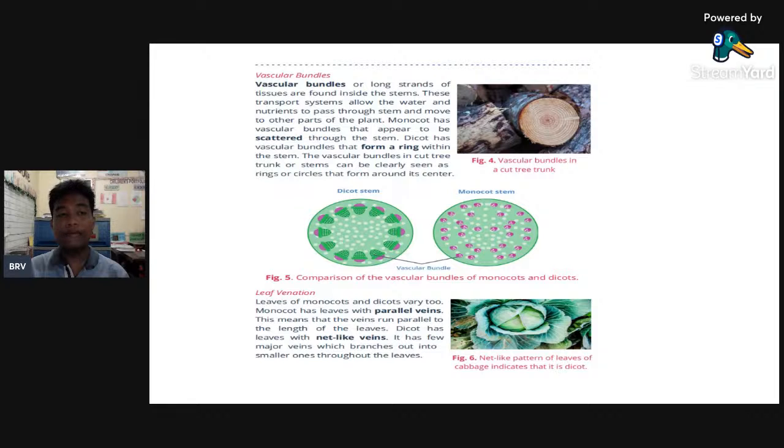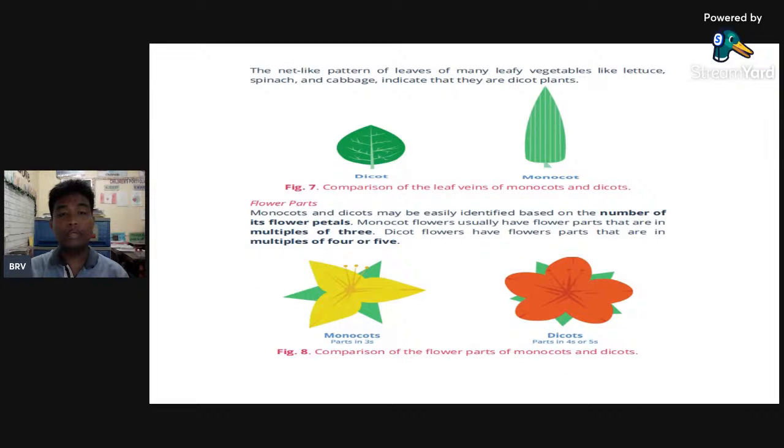So we go to the leaf venation. Here we go. The net-like pattern of leaves of many leafy vegetables like lettuce, spinach, and cabbage indicate that they are dicot plants. So look at the monocot leaf and the dicot. Look at the two leaves, the monocot and the dicot. Here is the comparison: on the right side is the monocot, and on the left side is the dicot.